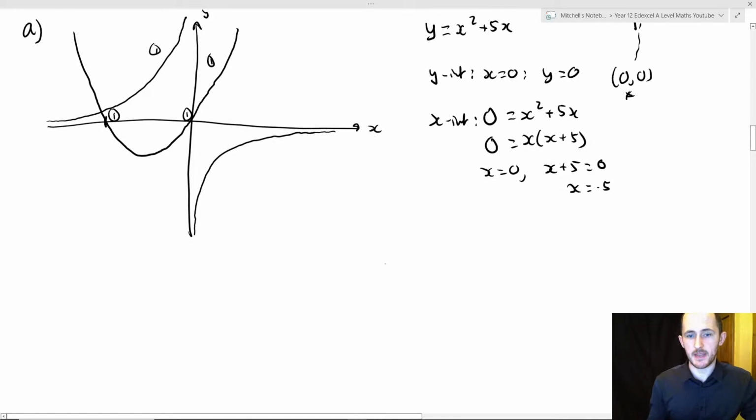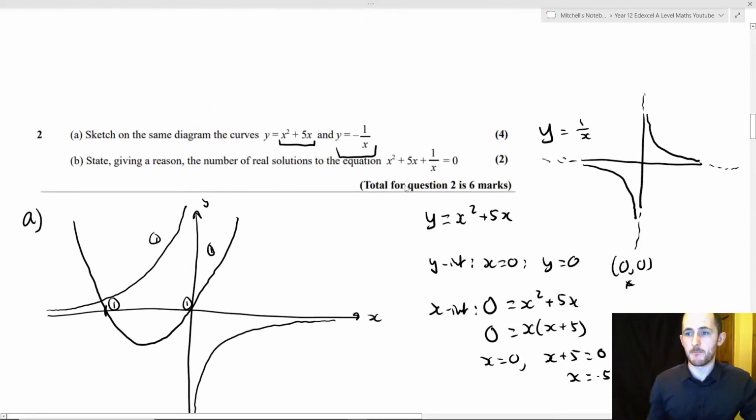Now here's where things get a bit interesting. So this was in your GCSE spec, but it has never really come up in the exams, so you may not remember it. So I have an equation like this. It says state giving a reason the number of real solutions to the equation. Now, this is a part B, and it's also only 2 marks. And it also says giving a reason, which means we should be able to get to the answer pretty quickly.